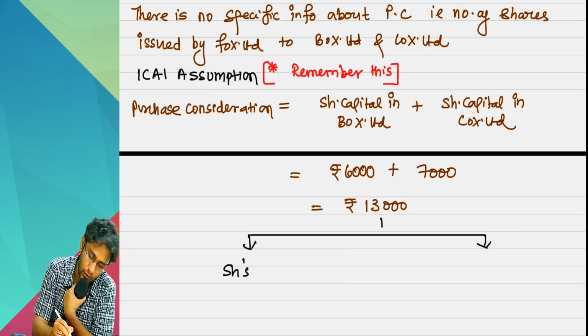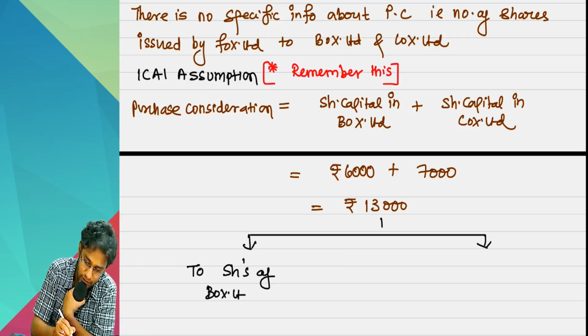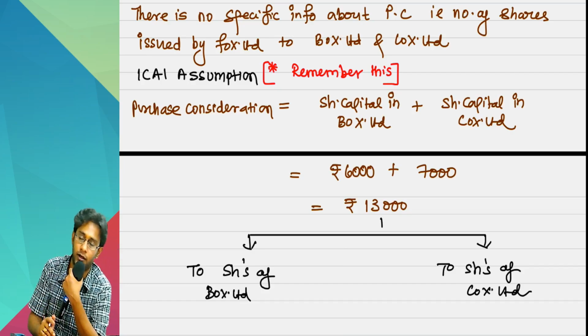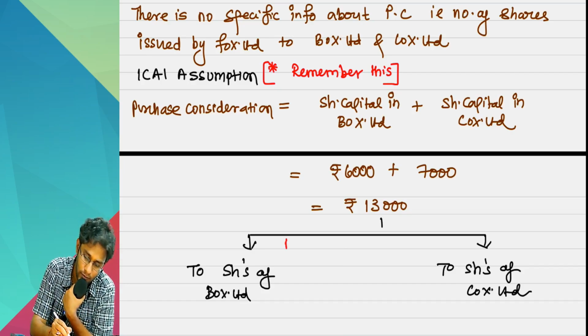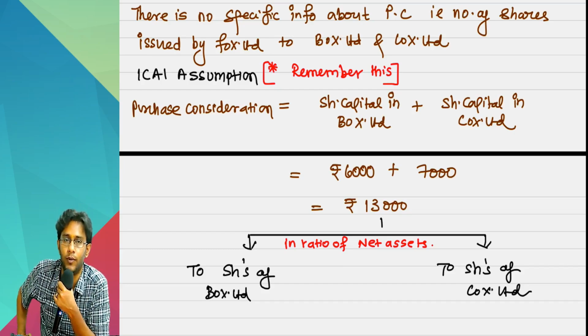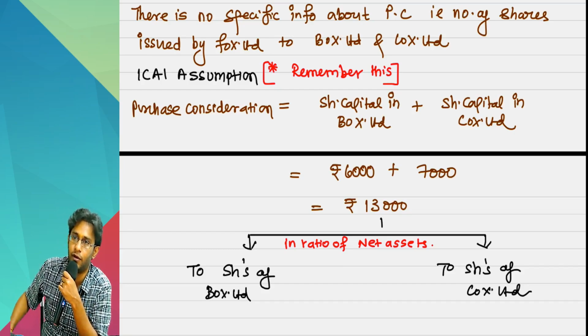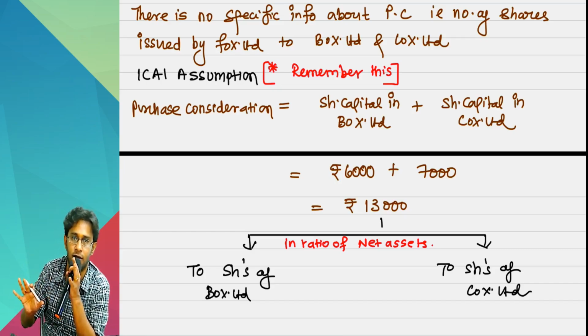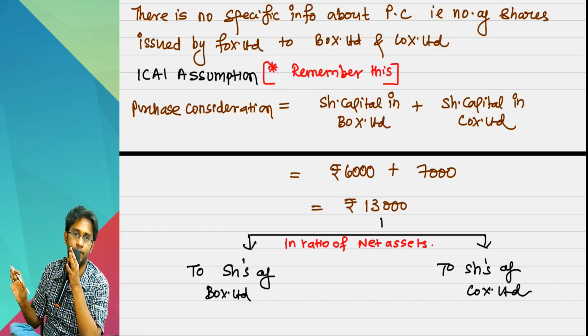So shareholders of Box Limited to shareholders of Cox Limited, in what ratio will you allocate? In the ratio of net assets you allocate. You can argue that we will give it on the basis of fair value of Box and Cox. Even that is reasonably good. That's not wrong, sir. But I am telling you what the ICA answer is.